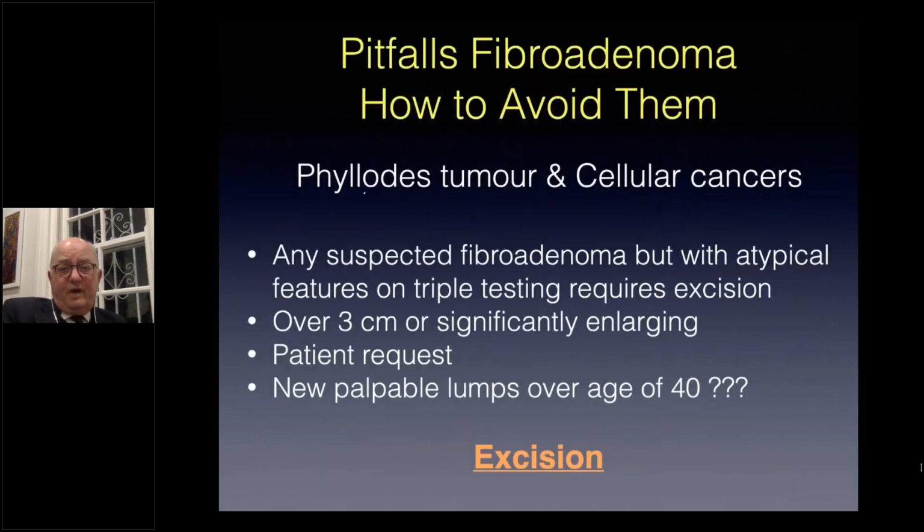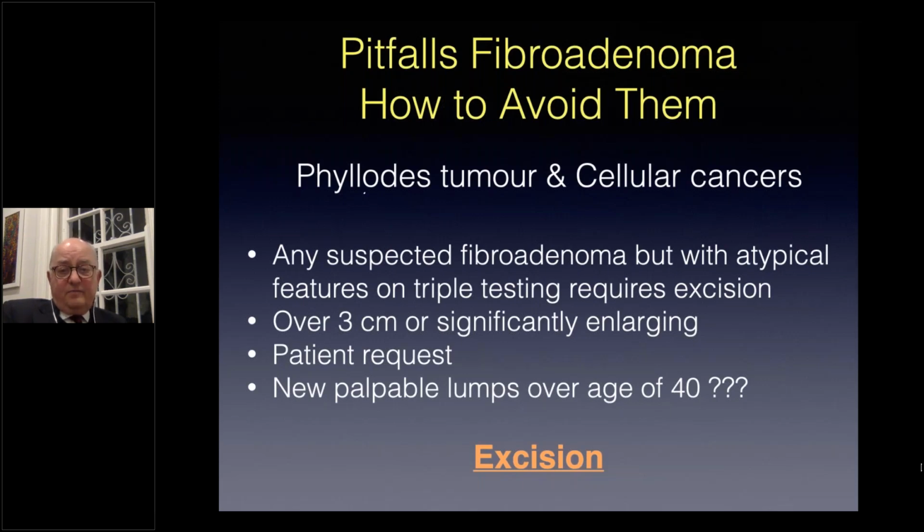What are the pitfalls with fibroadenoma and how do we avoid them? Well, the pitfalls are really phyllodes tumors and cellular cancers, which can look exactly like fibroadenomas on imaging. Well-defined, quite lobular, and don't look in any way different. Now, the way we try and avoid things, obviously, is to do the triple assessment and to have a core biopsy performed.